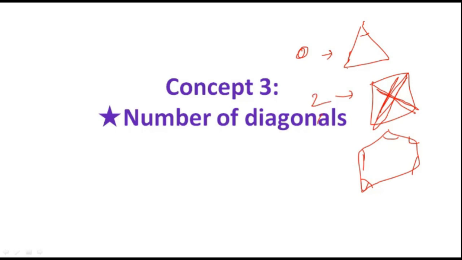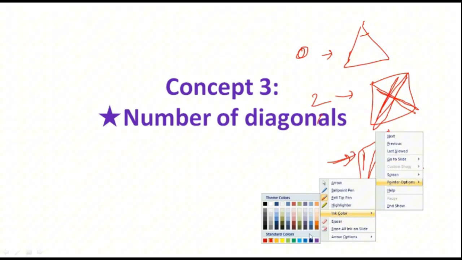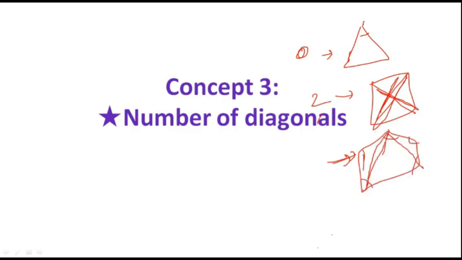Now here you have a pentagon. How many diagonals do you have here? 4 or 5? Everyone, try drawing it. See, this is diagonal 1, diagonal 2. All I'm asking you guys is to try drawing it. In any color. 1, 2, 3, 4, and 5. In total, I have 5 diagonals.